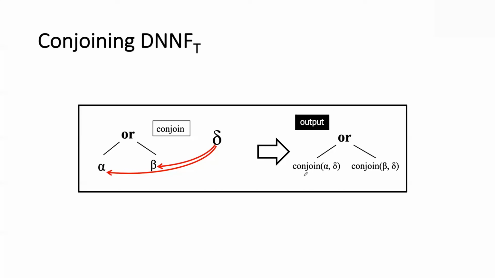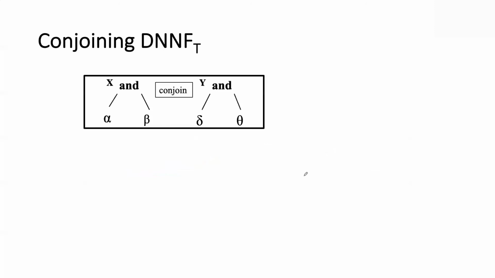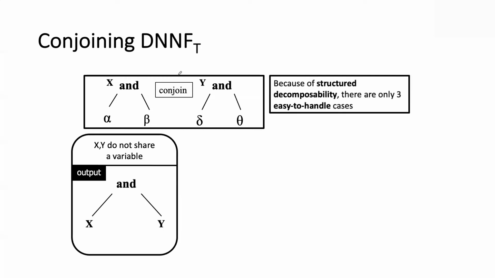That's not hard. The hard part comes when you're actually doing two ANDs, all right? So I have this circuit, alpha and beta, and this circuit, and let's call this circuit X and this circuit Y. I'm trying to conjoin them. Generally, that's hard if you have just decomposability. But if you have structured decomposability, you end up looking at only three cases, and all of them recur nicely. I'm just going to list them for you. You're not expected to know these details or remember them, but so that you get an intuition of why structured decomposability helps.